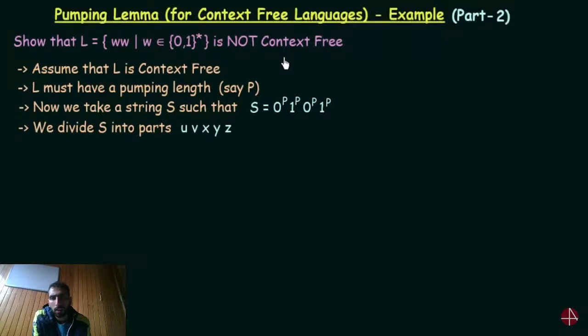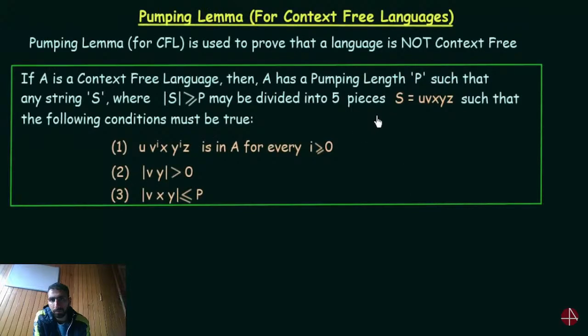So first, let us have a look at the rules once more that we need to follow in order to prove that a given language is not context free using the pumping lemma for context free languages. So these are the rules that we studied in the previous lectures, which are used to prove that a given language is not context free using the pumping lemma.